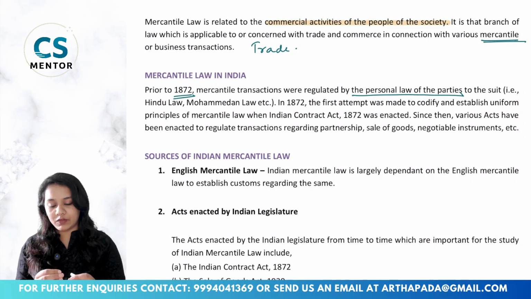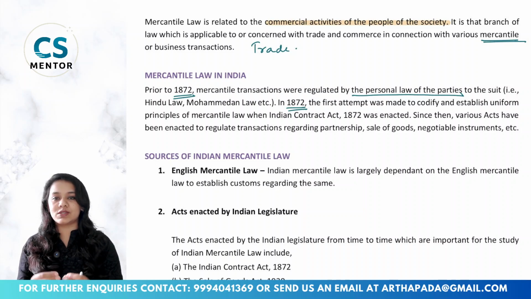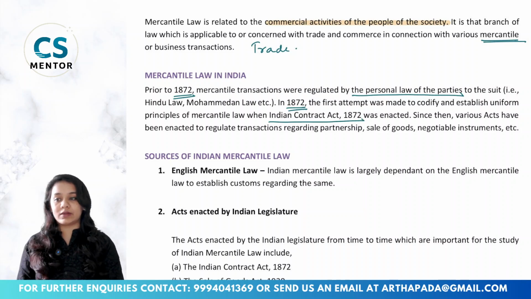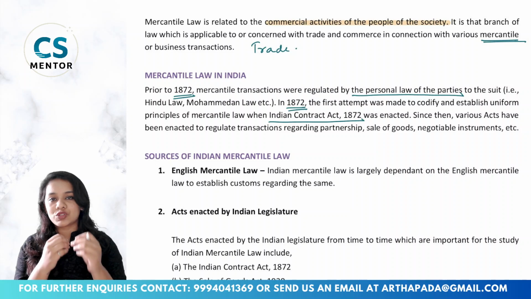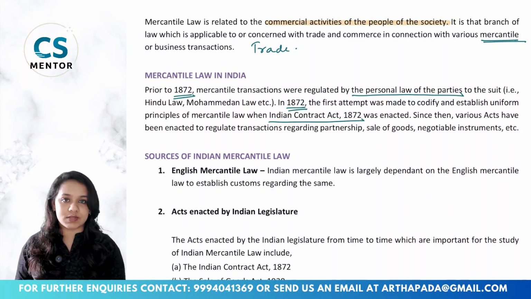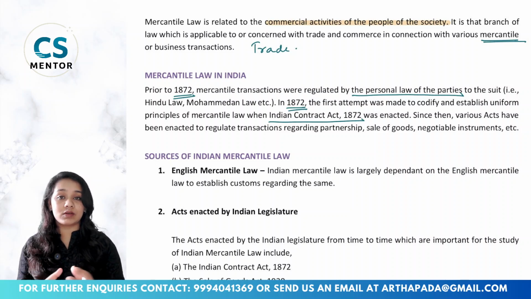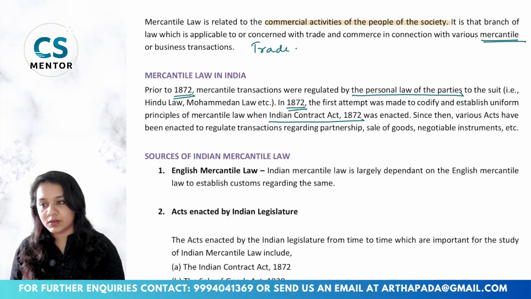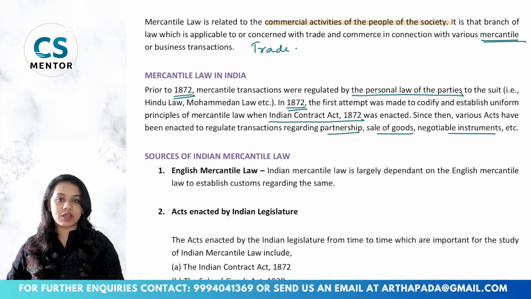But after 1872, the first attempt to make business transactions uniform was done when the Indian Contract Act of 1872 was enacted. Why is the Indian Contract Act related to trade? Because almost all of the trade transactions are contracts, and the contract law came to codify and make the trade laws uniform. Then after that, multiple laws have been passed, whether it is partnership law, Sale of Goods Act, Negotiable Instruments Act. Multiple laws have been made.